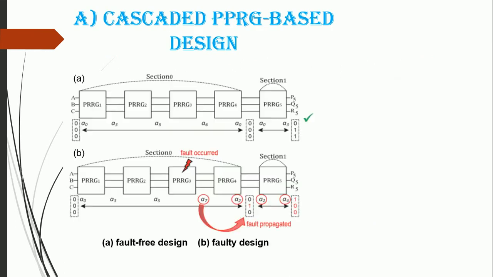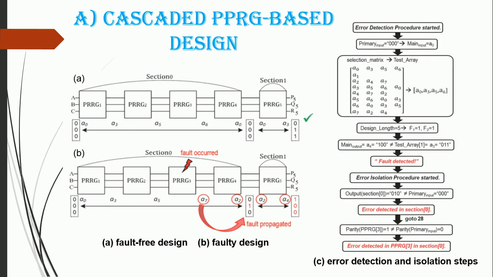Then we want to cascade the PPRG design. We have a fault-free design and a faulty design. As you can see from here, in the fault-free design, if the inputs are 0, 0, 0, that is A naught, then a selection matrix is used and a test array is obtained from that. Test array in the sense the input vectors like A naught, A3, A5 and A6, as you can see from this fault-free design.